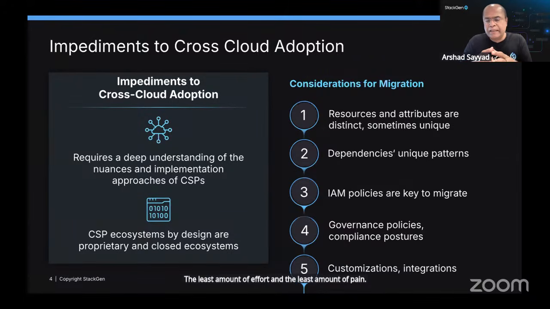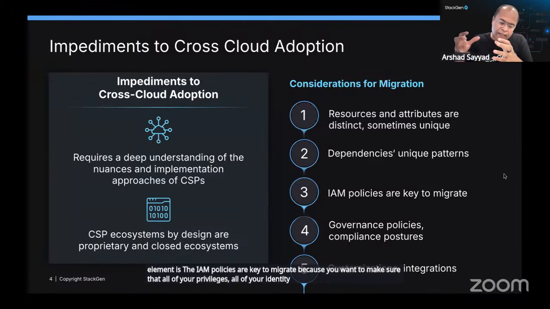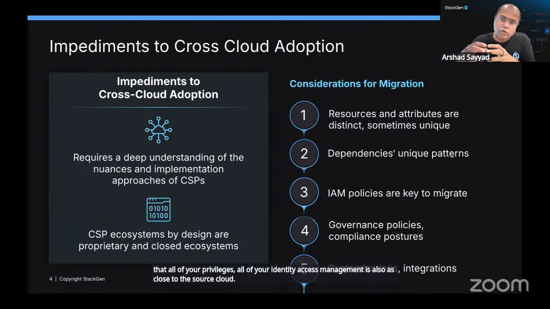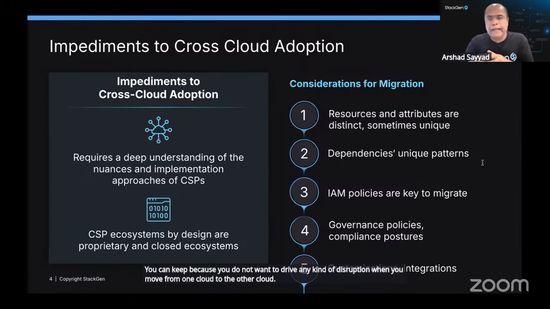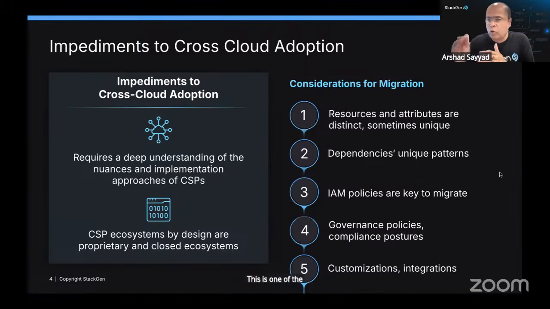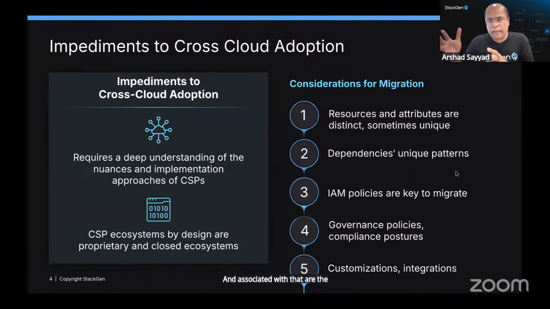The other element that we see clients run into, in fact, this is a common element, is that IAM policies are key to migrate, because you want to make sure that all of your privileges, all of your identity access management, is kept as close to the source cloud as you can, because you do not want to drive any kind of disruption when you move from one cloud to the other. This is one of the elements that sometimes gets overlooked when you're migrating from cloud to cloud. And associated with that are the risk, compliance, security, and governance policies.